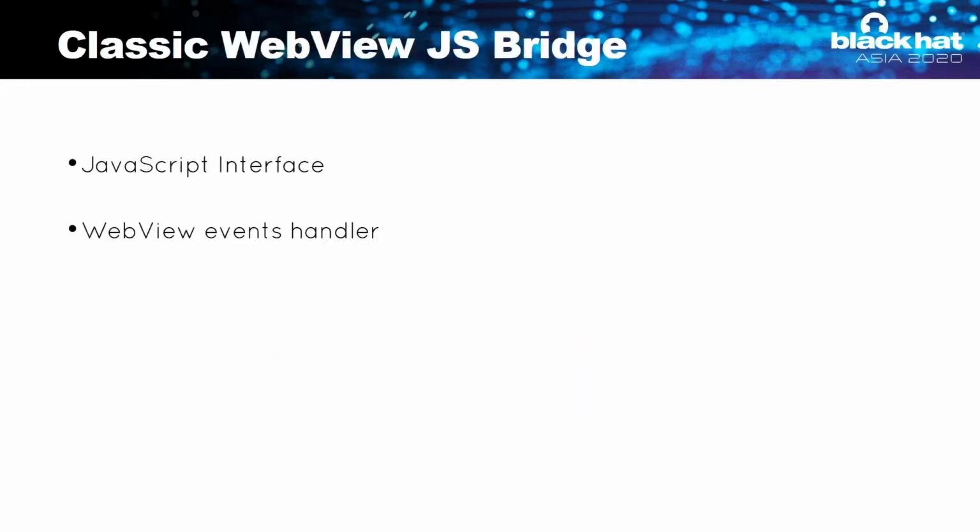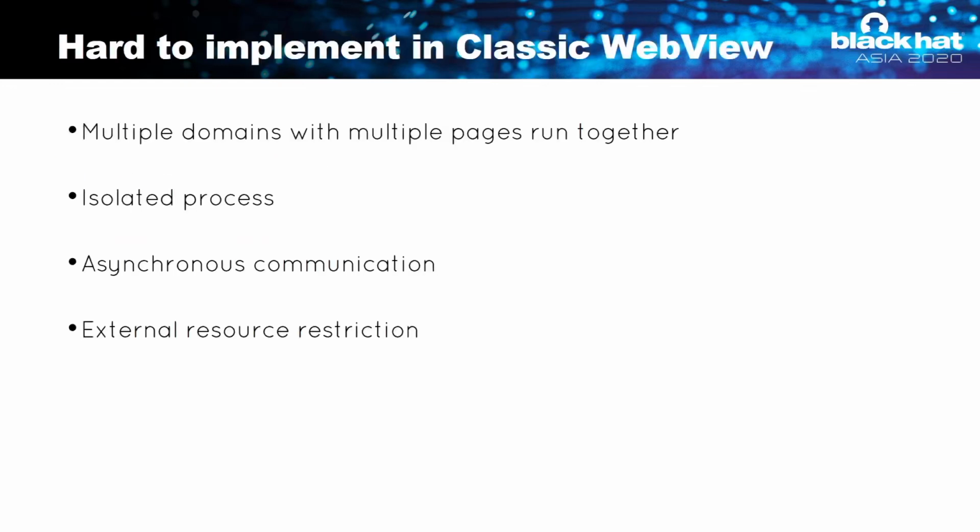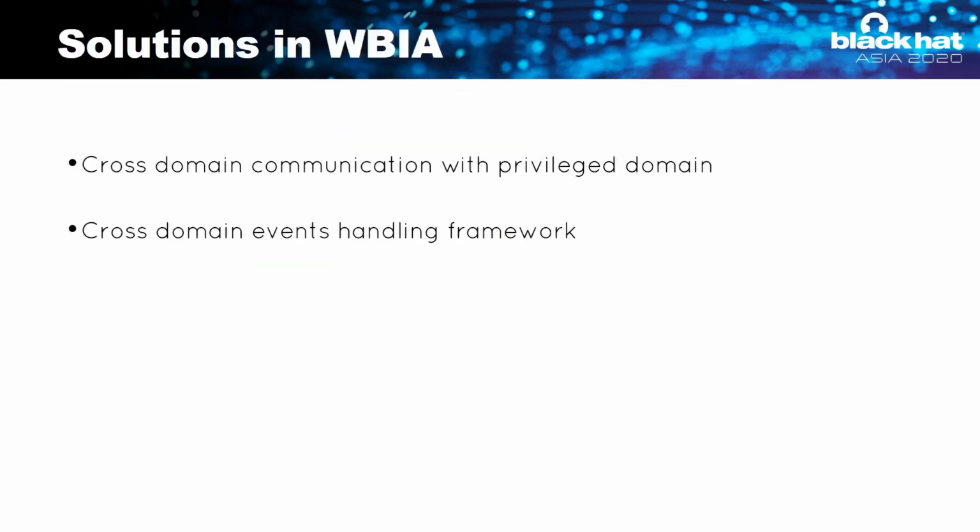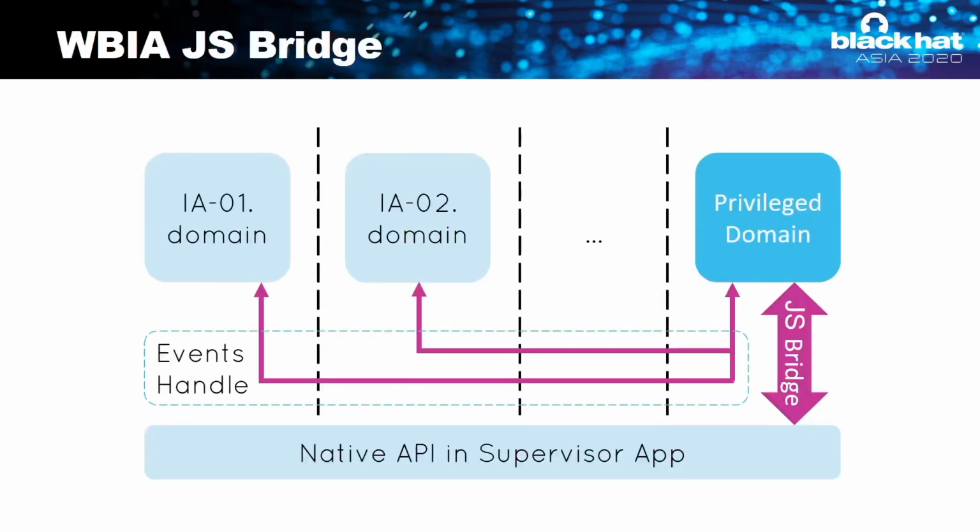In the classic WebView, there are two most frequently used methods to do this: JavaScript interface and WebView event handler. But there are some features that are hard to implement with classic WebView in the instant app environment, such as process isolation, async communication, etc. The common WBIA architecture provides two solutions for them: cross-domain communication with privileged domain and event handling framework. Let's look at a graphic about JSBridge in WBIA. Only the privileged domain can communicate with JSBridge, and the instant app domains should initiate cross-domain requests for calling JSBridge. And the event handling framework deals with compatibility and asynchrony among three paths.